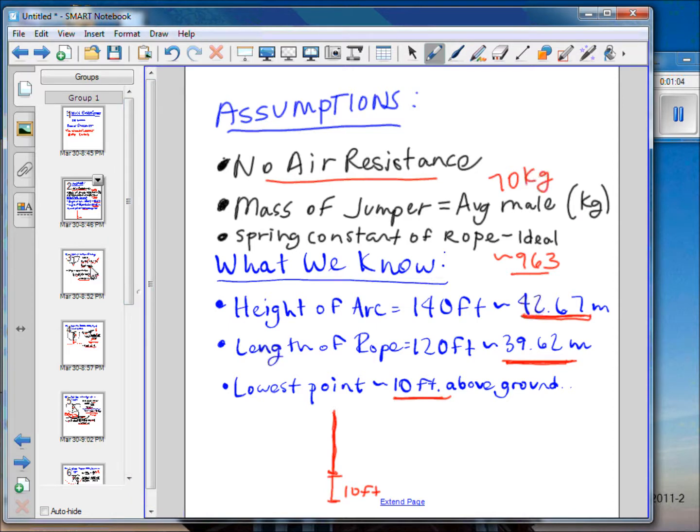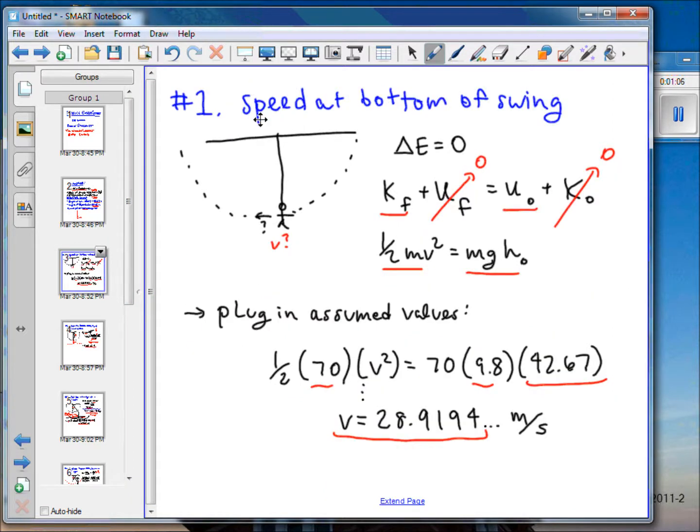First off, the speed at the bottom of the swing. We know delta E is going to equal 0, so we can just set final to initial energies. U final and K initial can both cancel out. So we're left with 1/2 mv squared equals mgh. We're going to plug in the values and get about 30 meters per second, which is fast, so sounds like fun.